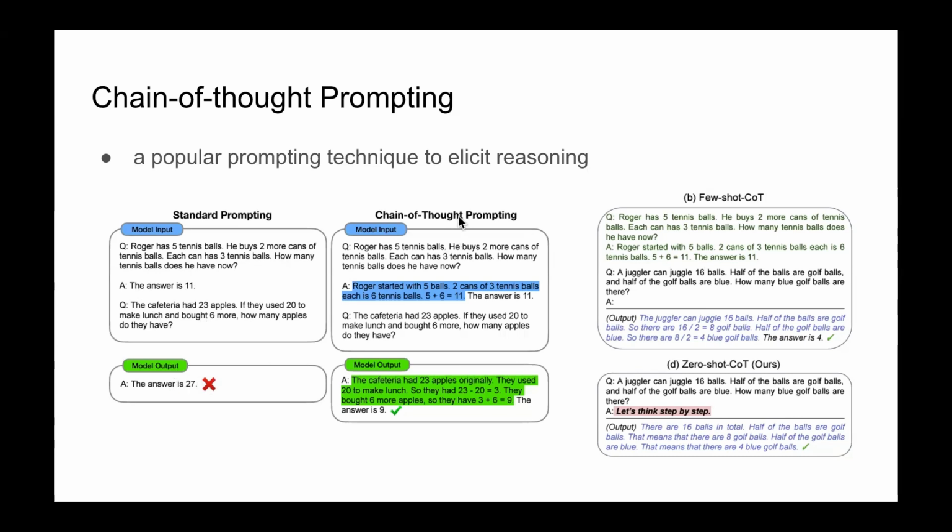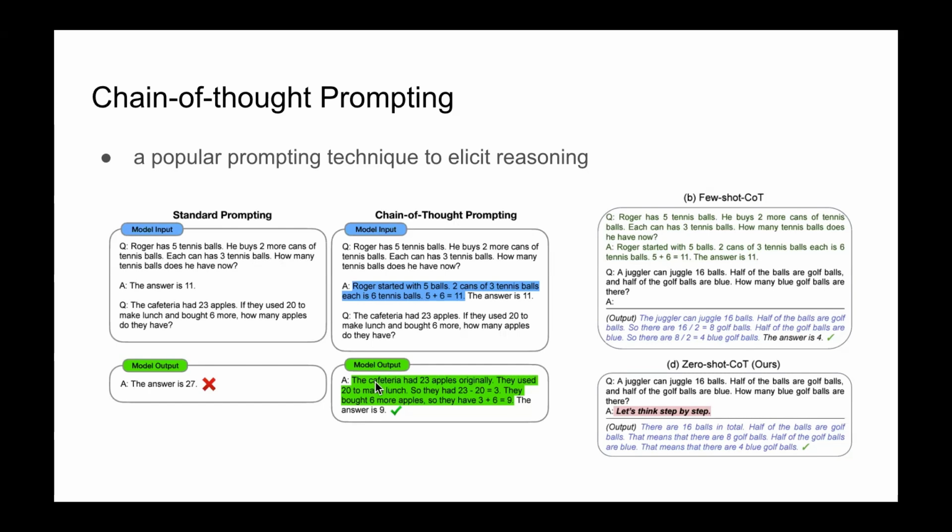With chain of thought prompting, you not only demonstrate what the answer is, you also demonstrate the reasoning process. So the same tennis ball question, and in addition to the answer being 11, you also include in your prompt this reasoning process that says, Roger started with 5 balls, 2 cans of 3 tennis balls each is 6 tennis balls. So 5 plus 6 equals 11, and that's how I arrived at the answer being 11. So now the model will try to emulate your reasoning process before coming up with an answer for the real question you actually want the model to answer.